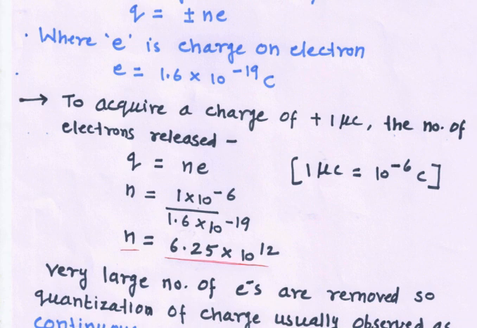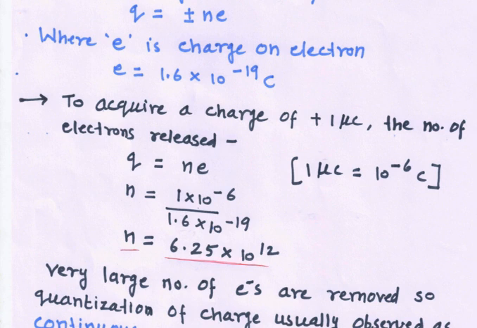So to acquire a positive 1 microcoulomb charge on a neutral body, 6.25 into 10 raised to 12 electrons have to be removed. And if you want to make it negatively charged, minus 1 microcoulomb, then that many electrons, 6.25 into 10 raised to 12, have to be added, and the body will be negatively charged with a charge of minus 1 microcoulomb.